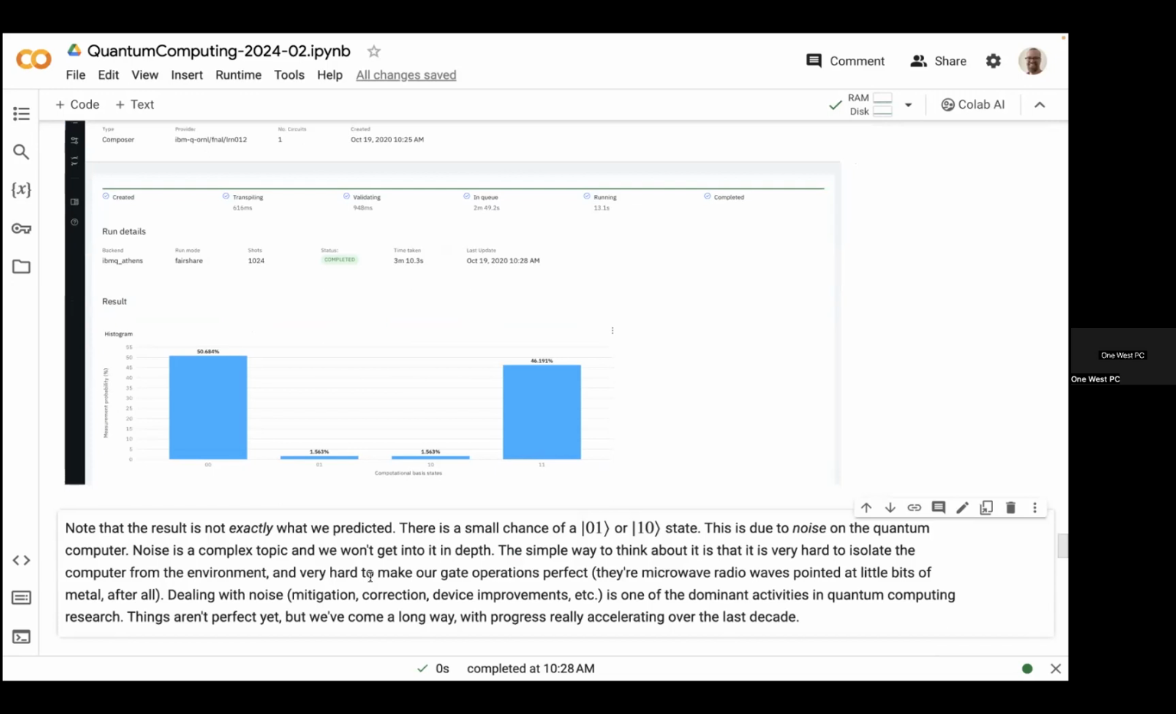So noise is a complex topic that I'm not going to try to get into in depth. But the simple way to think about it is that it's very hard to isolate the computer from the environment, and it's very hard to make perfect qubits, and it's very hard to do perfect operations, and superposition and entanglement are incredibly fragile things. Right? And so really the number one activity in some senses in quantum computing is thinking about dealing with noise. Because in order to eventually get computers to do the things that we really want them to do, we need to solve that problem.